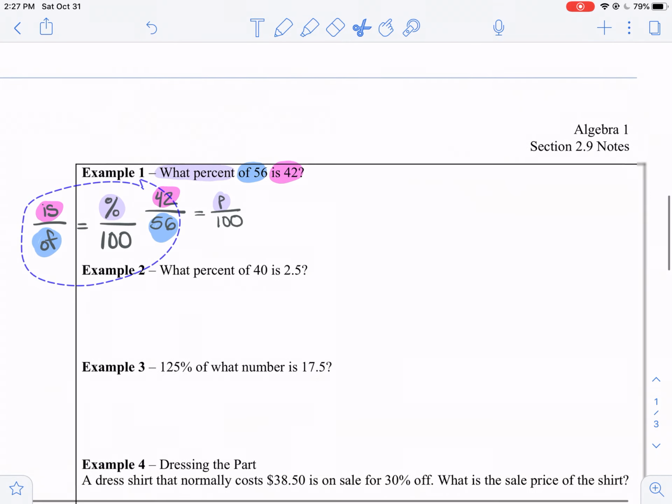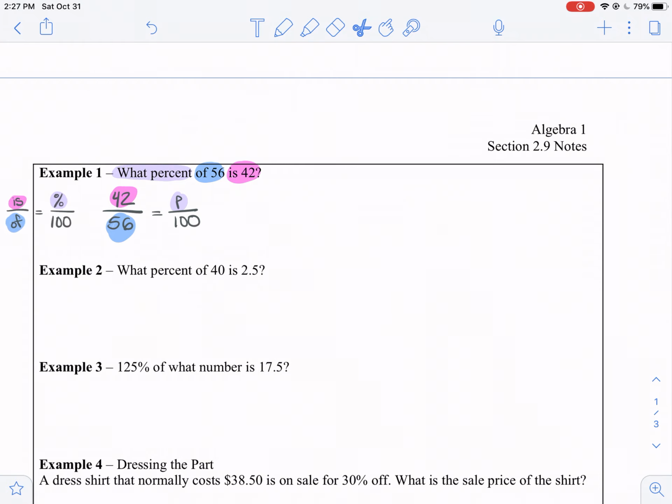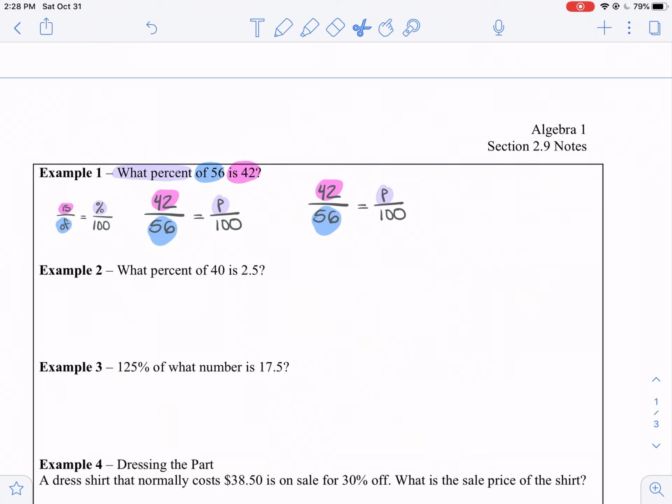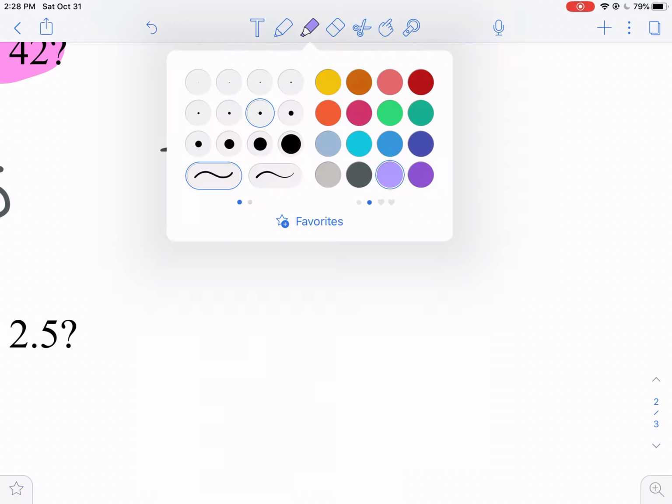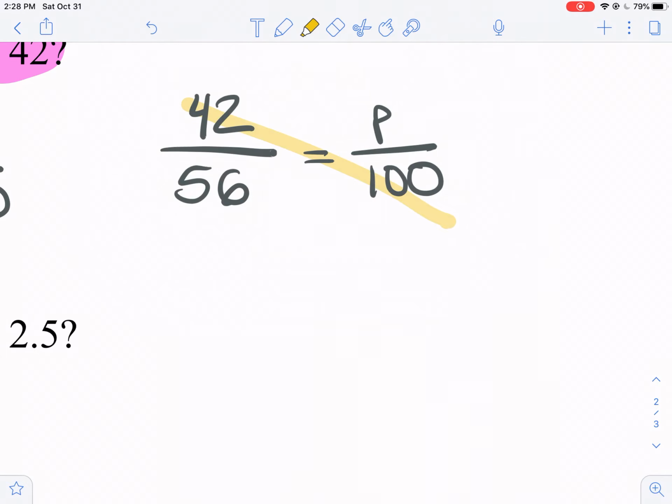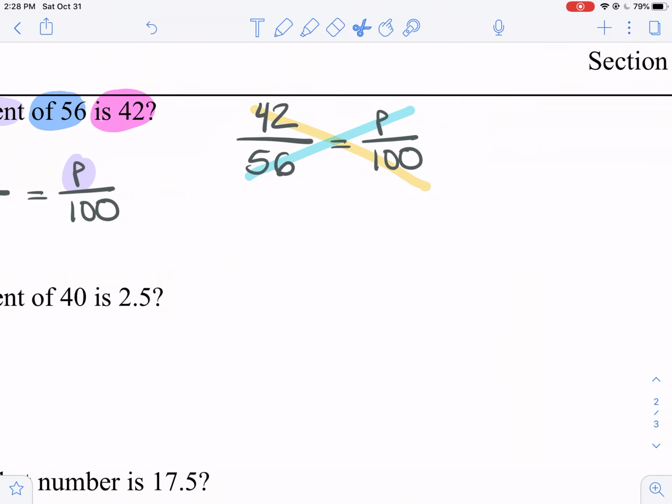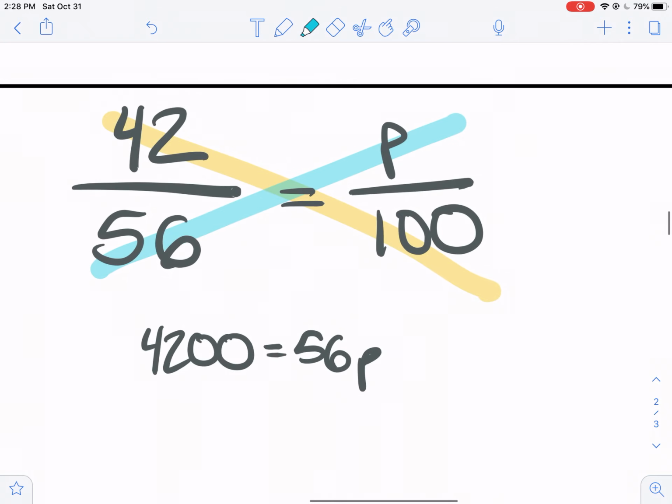Great! Now we solve it. How can we solve this? Well, we just use our cross products, right? It's a normal proportion. Cool, let's solve it with cross products. We're going to do our classic cross product in action. That gives us 42 times 100 is 4200 equals 56 times P gives us 56P.